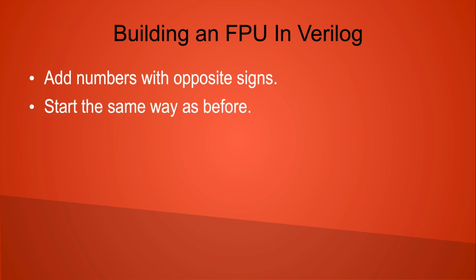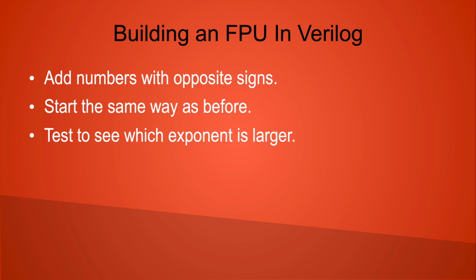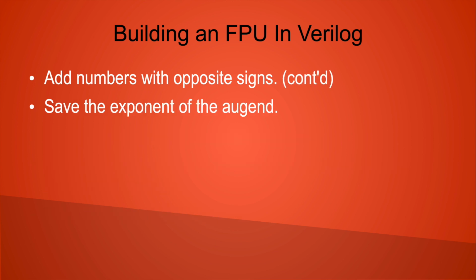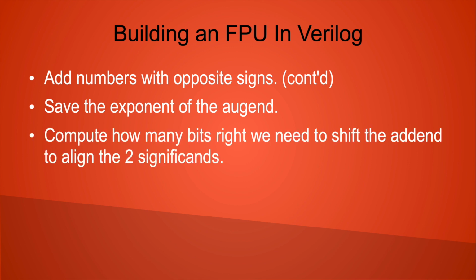We start off the same way. Test to see which exponent is larger. Make the larger number the Augend and the smaller number the Addend. Save the sign of the Augend. Save the exponent of the Augend. Compute how many bits right we need to shift the Addend to align the two significands. Right-shift the Addend. Here's where things are different.